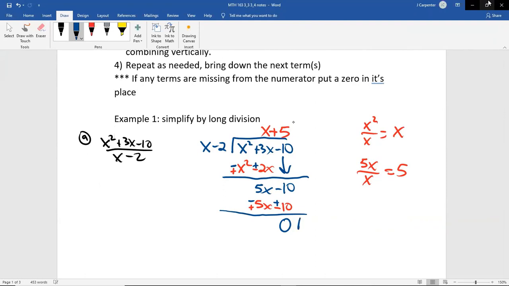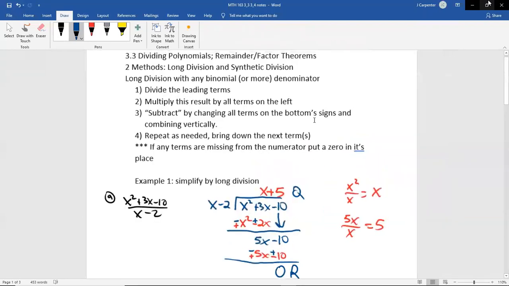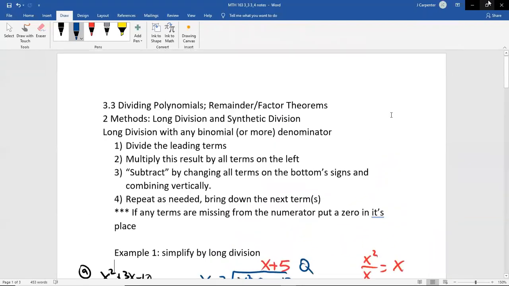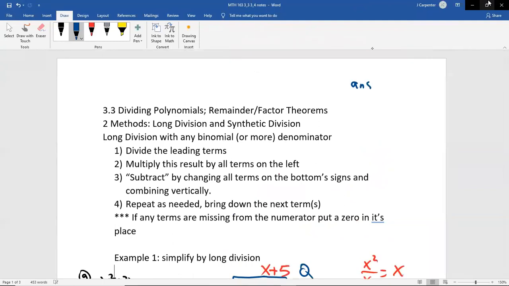And when we're done, whatever is here is what we call the remainder. The x plus 5 is what we call the quotient. Now, as a reminder, when you do long division, your answer goes quotient plus remainder over the original denominator.